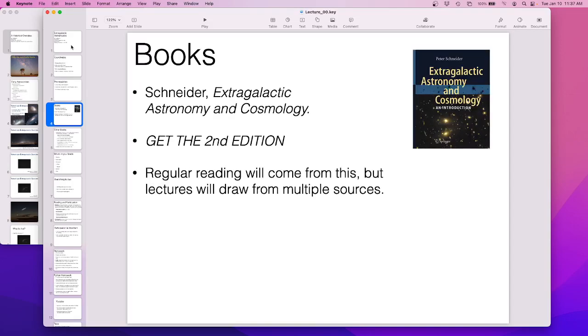Okay, so the book is Schneider's Extragalactic Astronomy and Cosmology. Get the second edition. There's a huge difference. There's a lot of stuff that's missing from the first edition. It came out like a year and a half later. So I started teaching out of this book shortly after it came out, and I'm like, why are you not talking about X, Y, and Z? And there's a lot of things that he's missing.